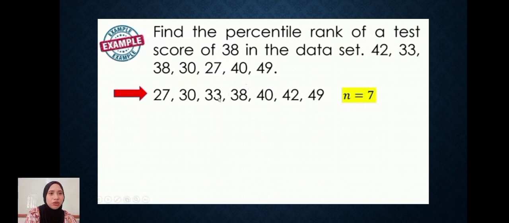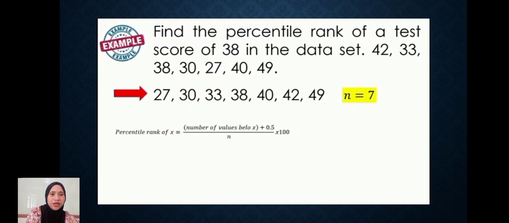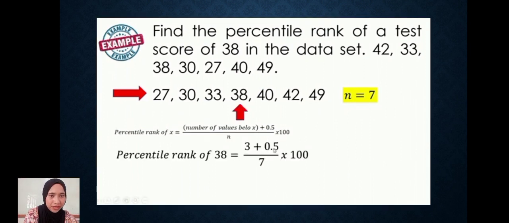So, what is the rank of 38? What is its percentile rank there? That is the P sub K that we are going to find. Okay, so we have the formula, the percentile rank, which is equal to X. Then the number of values below X, below X, ha. Then plus 0.5 over N multiplied by 100. So our percentile rank is for 38, what we are looking for.